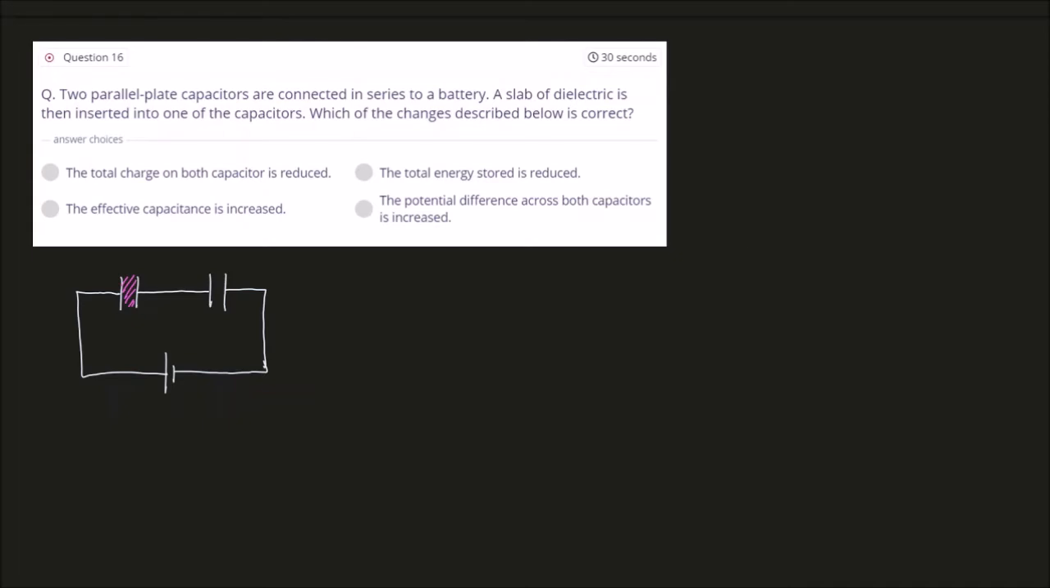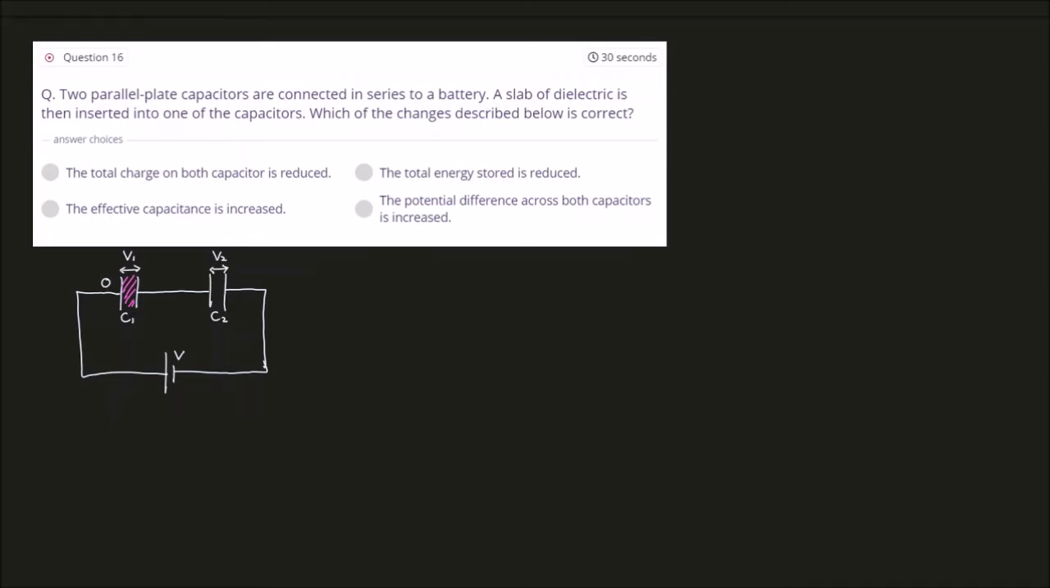To analyze this situation, let's label everything down first. We know that this is the voltage of the power supply, V, then there will be C1 over here, C2 over here, and because they are charged, they should have V1 over here, V2 over here. These are the potential differences across the capacitors.